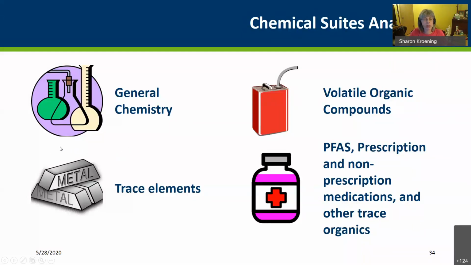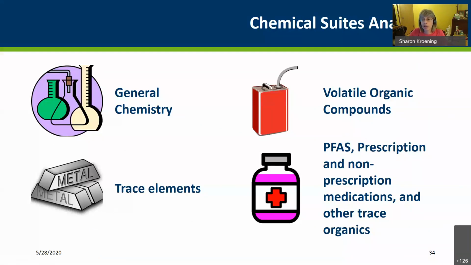This would include general chemistry like chloride, nitrate, and the other major ions. We routinely look for a suite of about 19 different trace elements, and this would be metals like cadmium, copper, zinc, lead. And we also look for a suite of 68 different volatile organic compounds, and these would be solvents like trichloroethylene or the chemicals that are found in gasoline.